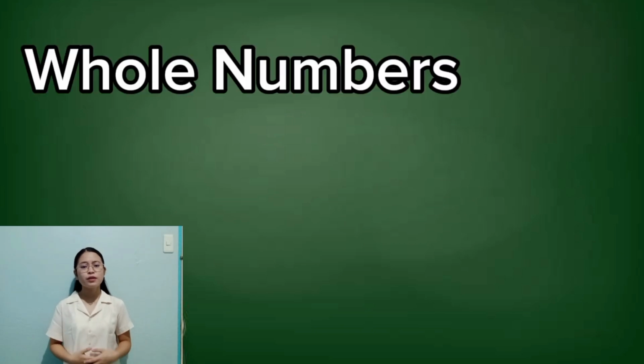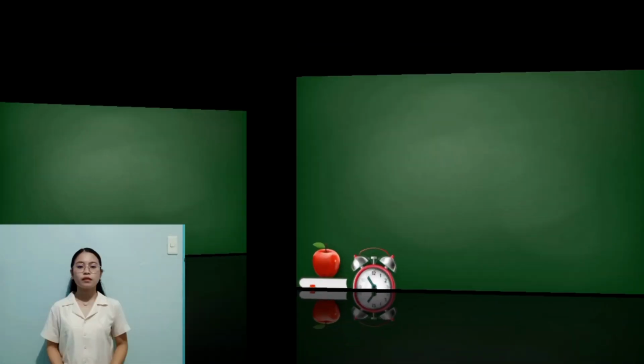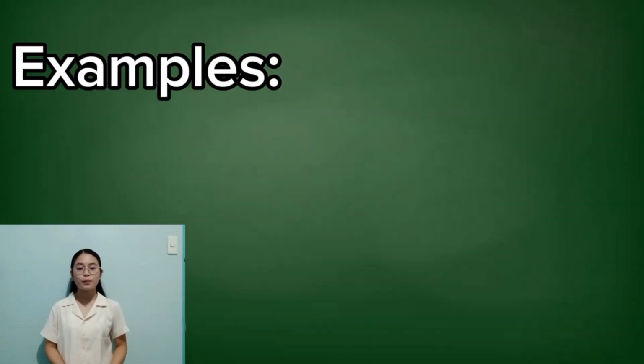Let's start with the basics. Whole numbers. So, what exactly are whole numbers? Whole numbers are the set of numbers that start from 0 and go all the way to infinity. These numbers don't include any fractions or decimals. They are simply 0, 1, 2, 3, 4, and so on. Pretty simple, right? Here are some examples of whole numbers.